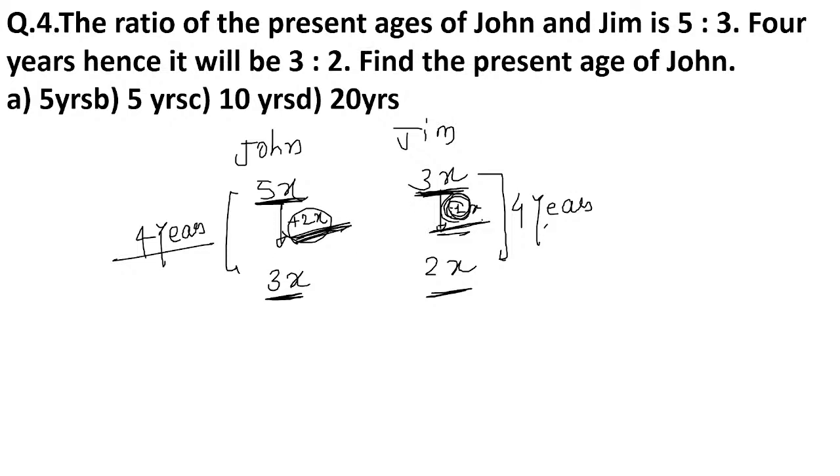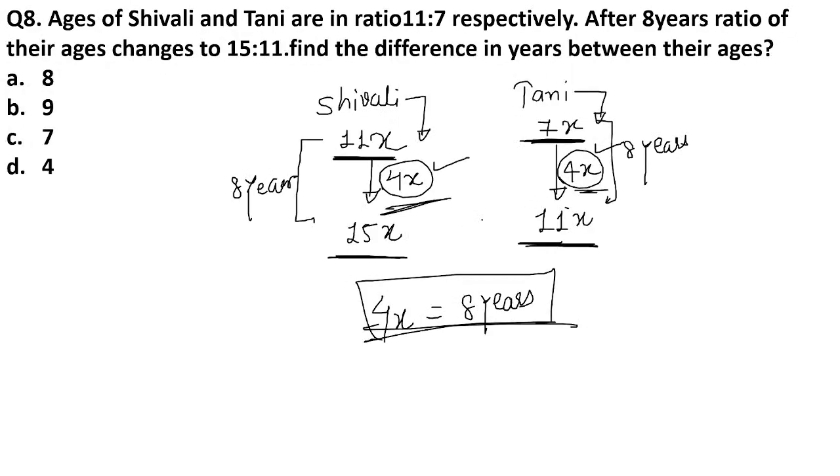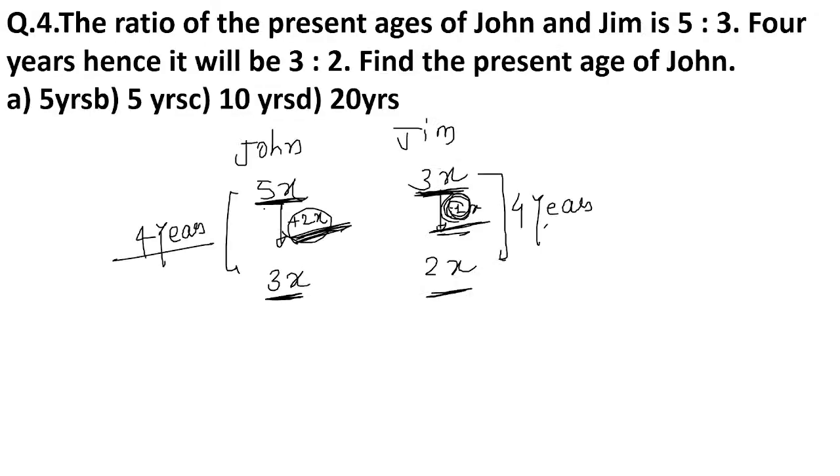Understood? Understood, students? What was the actual fault that we cannot use this particular trick to solve the question? Why cannot we use the same trick that we have used in Shivali's and Tani's question, where directly we have considered 4 parts is equal to 8 years? Can we consider 2 parts is equal to 4 years or minus 1 part is equal to 4 years? We cannot consider this. Why?